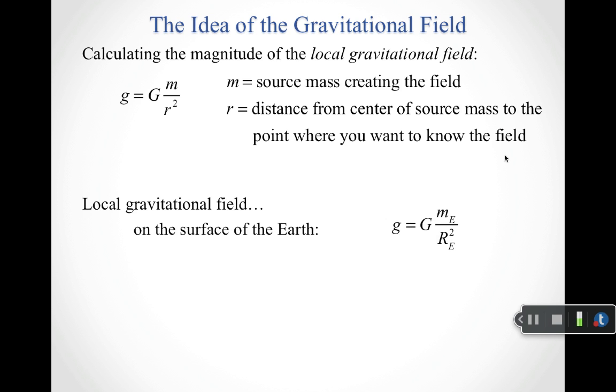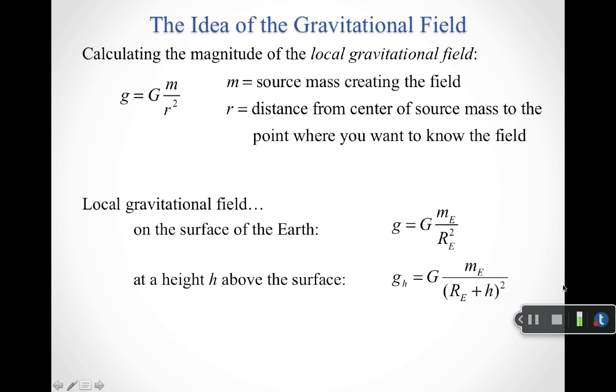And so if we want to talk about the local gravitational field, say, on the surface of the Earth, that's going to be given by the same expression that we saw for calculating gravitational acceleration on the surface of the Earth. Big G times the mass of the Earth over the radius of the Earth squared. If you want to know about it at a height h above the surface of the Earth, then again, you haven't changed the source mass. That's still the Earth. G is always constant. What you have changed is how far away you are in the field. And so now we've added this extra distance h to the denominator term.